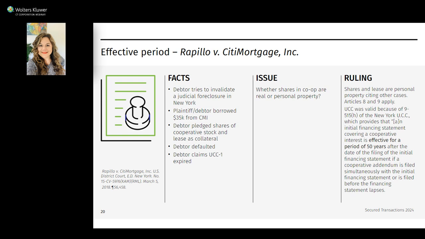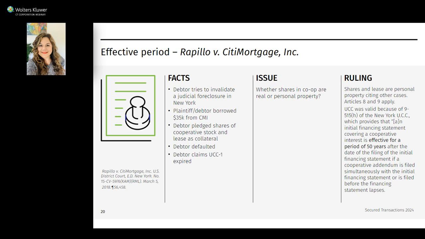So this is the case that was filed in the Eastern District of New York. They were able to bring it to federal court because Freddie Mac was one of the defendants. So Freddie Mac and CMI were both the secured parties. Plaintiff or debtor borrowed $35,000 from CMI in order to pay for this stock that the debtor bought in this co-op apartment in New York City.